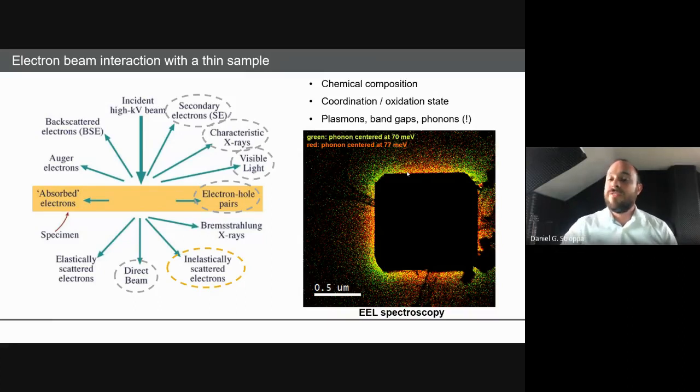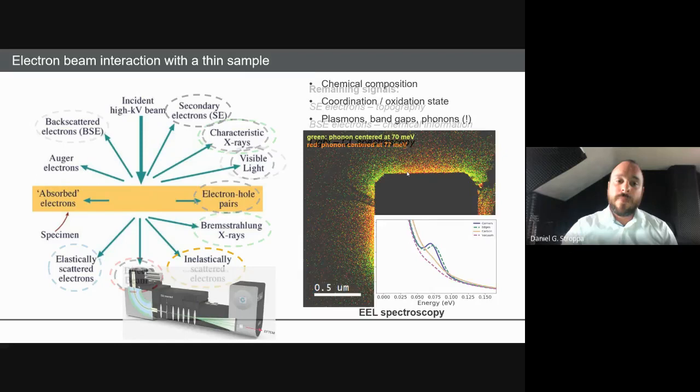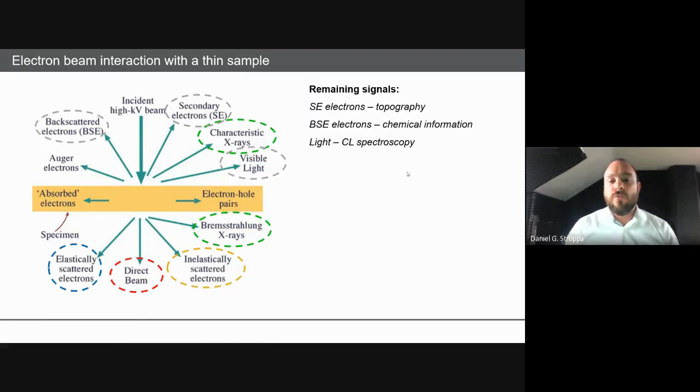Then there are many other signals that are not widely used on the TEM, such as the secondary electrons, the backscattered, and the light generation, the cathodoluminescence that you have there. There are techniques that can explore this, but they're typically done on different microscopes, and the main reason is space. So to collect light or backscattered electrons, you need to have a more efficient collection around the sample, and the TEM is optimized in a way that putting an extra detector there would harm the resolution. So this is just not explored because of space constraints.